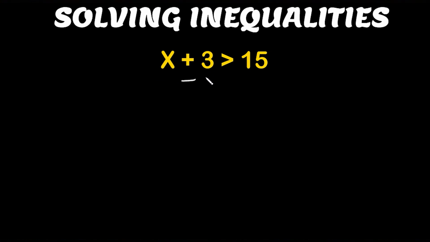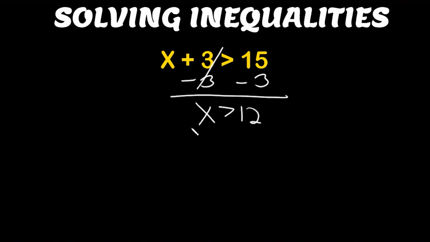I'm going to minus 3, minus 3. This will cancel. I bring down my x. I bring down my inequality. 15 minus 3, I get 12. There it is, solved. Now, it's important to understand here that x represents all real numbers. So another way of reading your solution is all real numbers greater than 12.